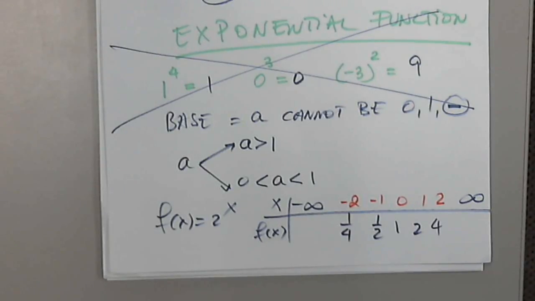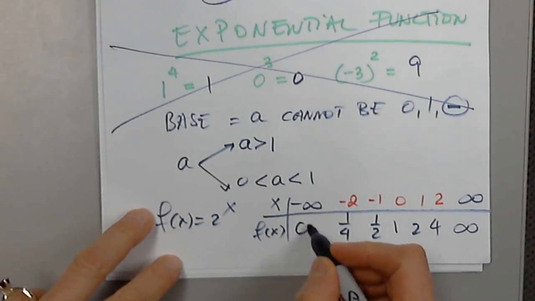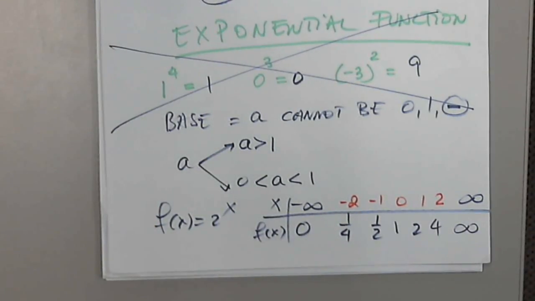1, 2, 4, 16, 32, 64, 128. Where am I going? To infinity. Very good. Now I'm going the other way. Pi divided by 2, you get a lot. Pi divided by 4, 0. Okay, so what does this mean?